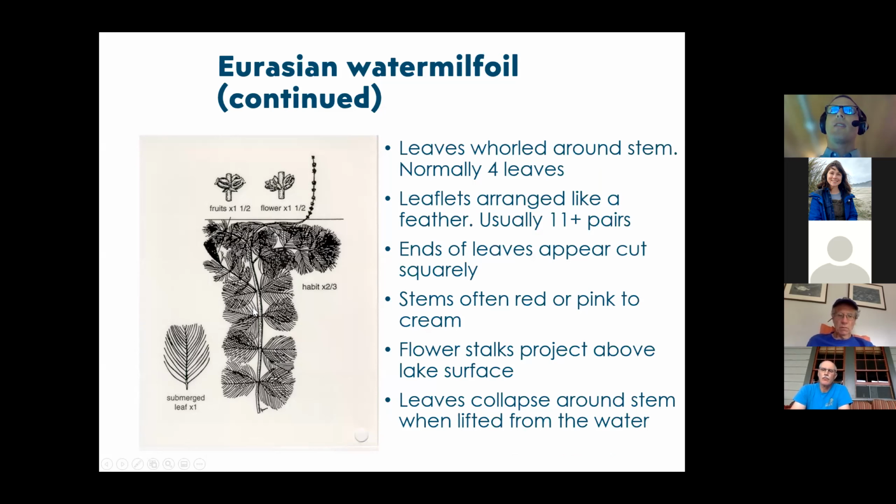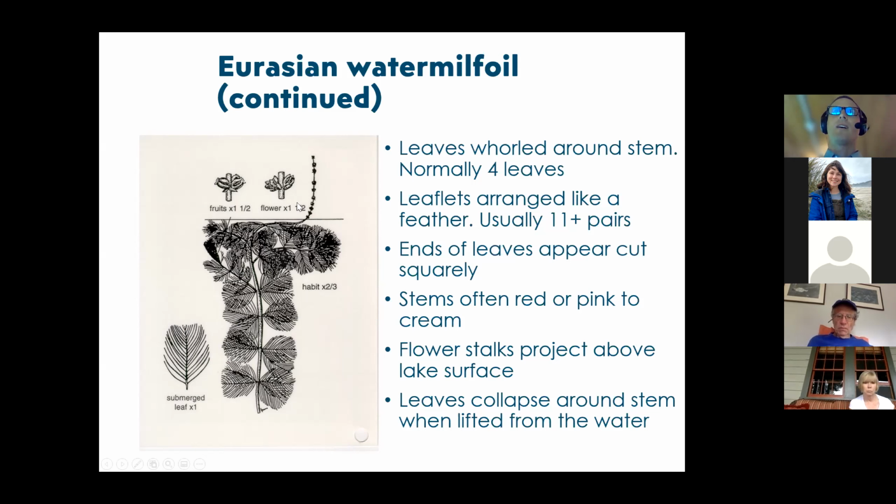The key thing for Eurasian water milfoil and all milfoils is these what we call feather-like leaves. So this is one leaf, and each little strand coming off of it is a leaflet. So the leaves are whorled around the stem, usually in 4 leaves. These leaves have usually more than 11 pairs of leaflets. And the key thing for Eurasian water milfoil is this blunt tip. Some people say it looks like it's been snipped off. So they kind of have this square edge. Often will have red or pink cream colored stems.